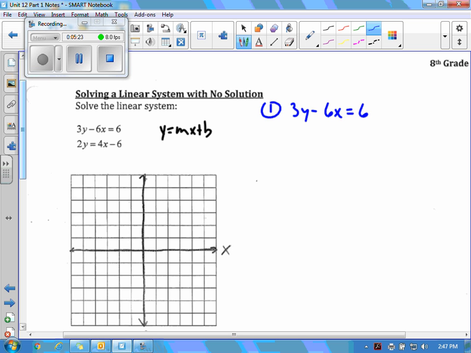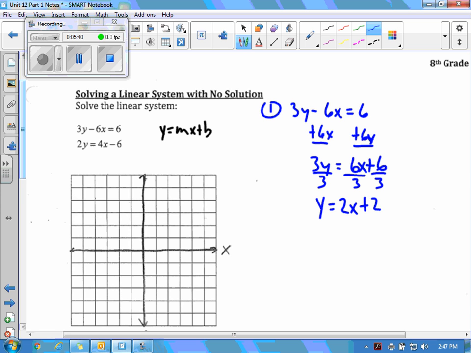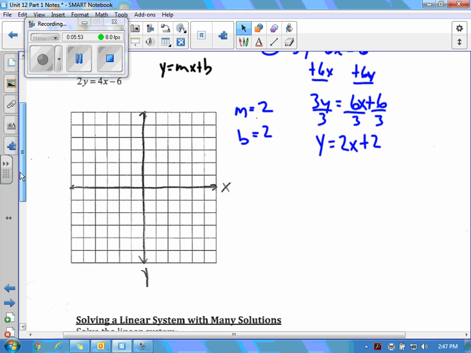For the first equation, I'm going to add 6x to both sides. So I will get 3y equals 6x plus 6. Then I'm going to divide by 3, so I'll get y equals 2x plus 2. From there, I can label my slope as 2, my y-intercept as 2. If you don't understand how I did that, please make sure you ask me. I'm assuming that you know how to do that at this point.